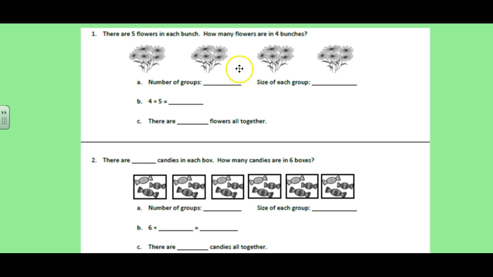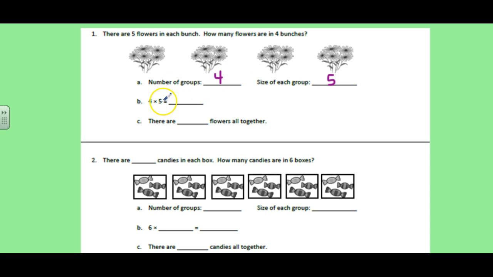So first was how many groups are there? And you can see that there's 1, 2, 3, 4. So on your problem set, you're going to write 4. And then the size of each group means how many flowers are in each group. So when you count, you see 1, 2, 3, 4, 5. So we're going to put 5 for the size of each group.